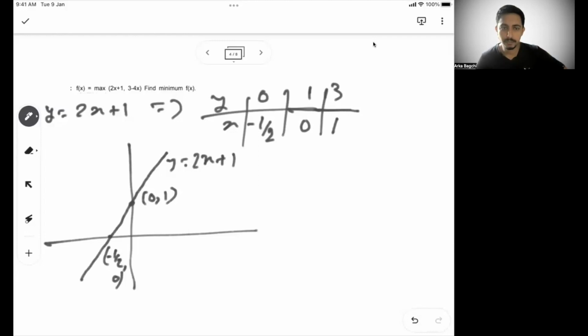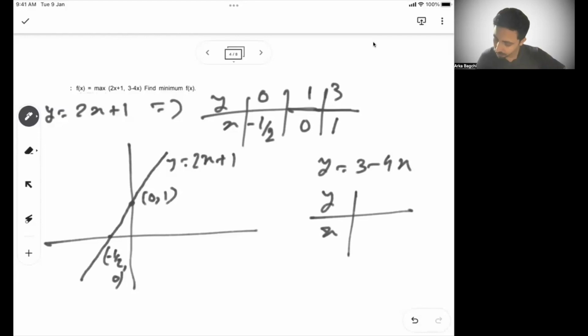Now the next graph is 3 minus 4x. So y equal to 3 minus 4x. So let's see what happens with y and x. When x is 0, y is 3. This is a point. And when y is 0, x is 3 by 4. So this is, let's say, 3 by 4. This is the line.